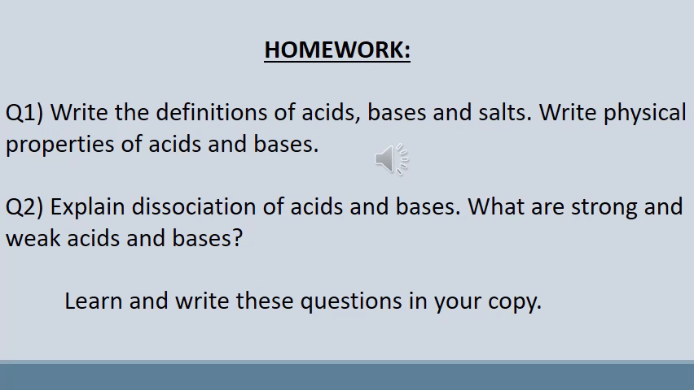First of all, fill up the index. Then do this work neatly in your copy. I hope it will help you understand the concepts.